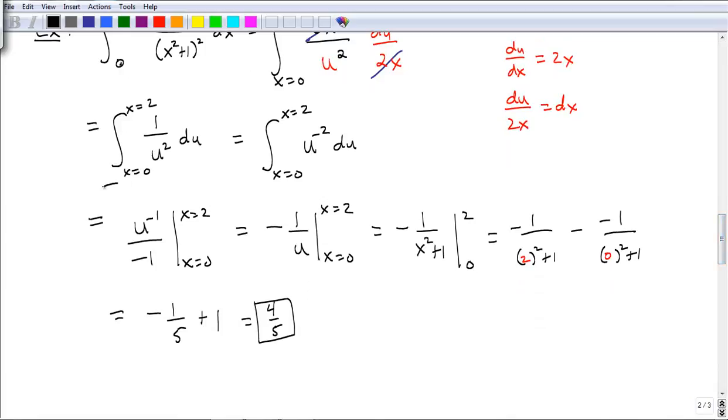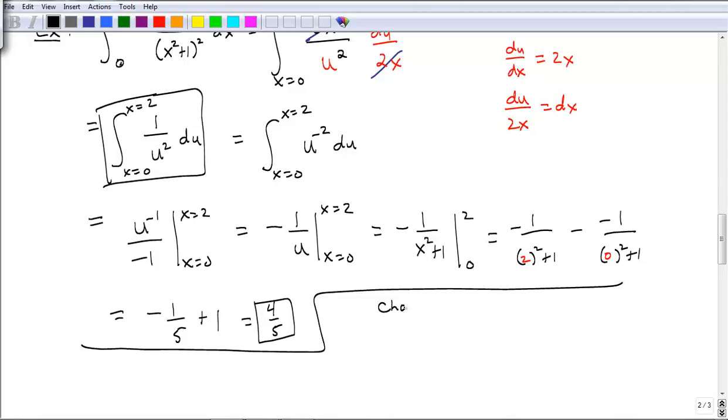Right here, when I changed to use u, I could also have changed bounds, and that's another way to do this. It's called changing bounds. You don't have to change bounds. You can do it the way I did it above. That's fine. If you put your x's back in, you can use the original bounds to come up with it. But to change the bounds, I could have used my u.